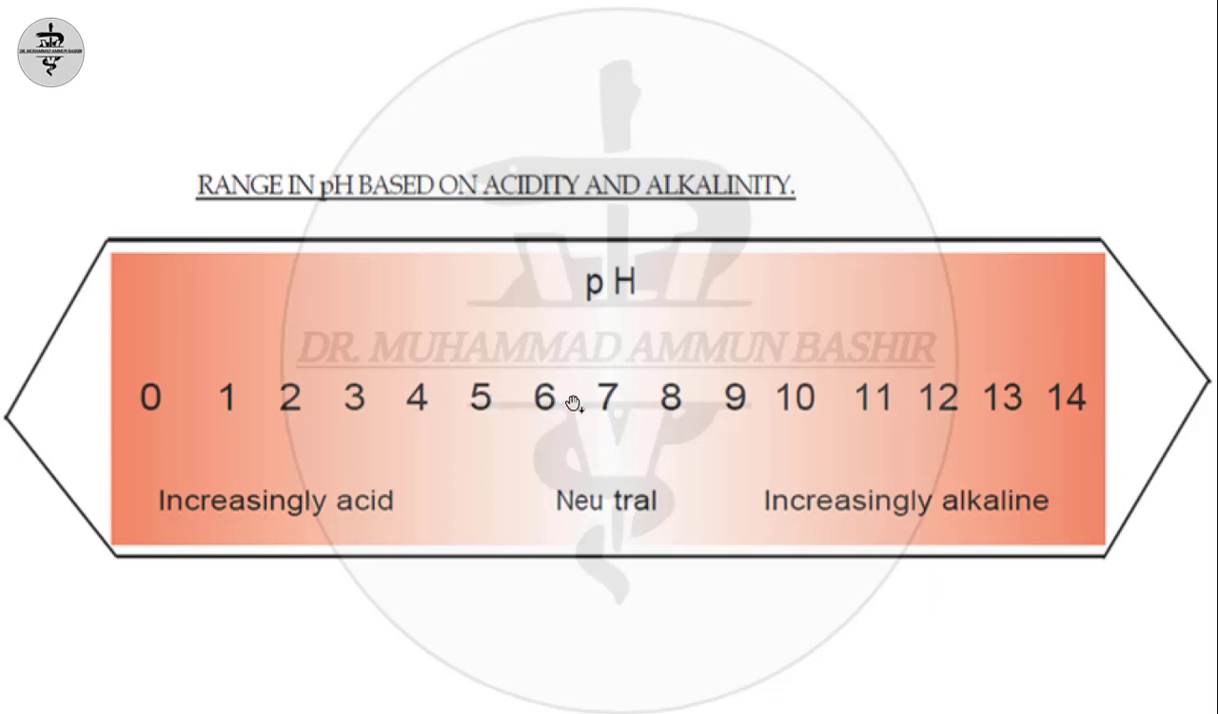And keep in mind, if the pH goes towards 0 from 7, then it will be acidic. But if pH moves from 7 to 14, then it will be basic. 7 is the neutral point, or we can consider it a base point. If pH moves towards 5, then it will be considered acidic. But if pH moves towards 8, then it will be considered basic.